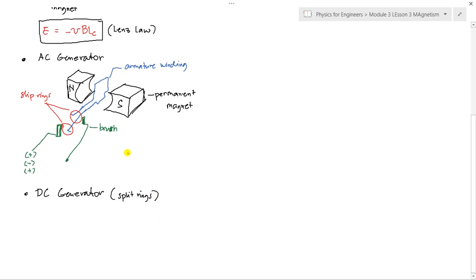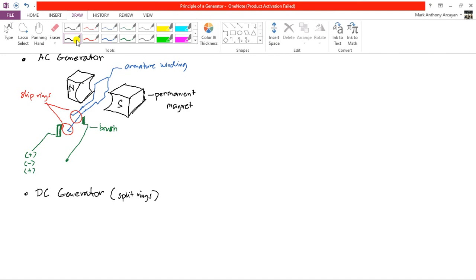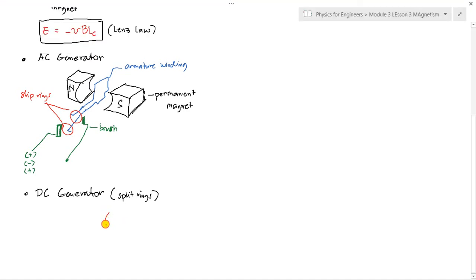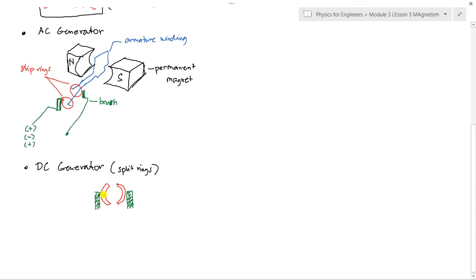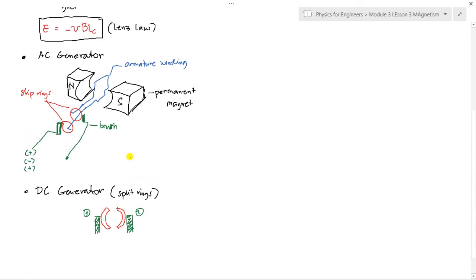What is the meaning of split rings? In split rings, it looks like this, then like this. There is a gap. So if you have a brush, there is a commutator. The change of sign here depends on where commutator 1 or brush 1 or brush 2 is connected. Unlike slip rings, which are separate, a split ring is the same ring but with a gap, a space. So that is for a DC generator. It uses split rings rather than slip rings.